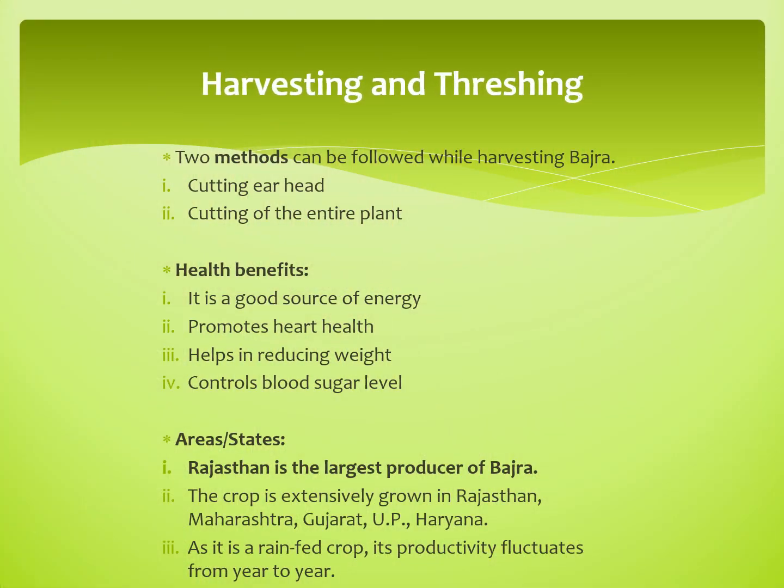Harvesting and threshing. The crop is ready for harvesting when the grains become hard and contain moisture. Two methods can be followed in harvesting bajra crop: cutting the ear head or cutting off entire plants by sticks. Stock the cut plants for 4 to 5 days in sun for drying grains. Grains can be separated by beating the ear heads.